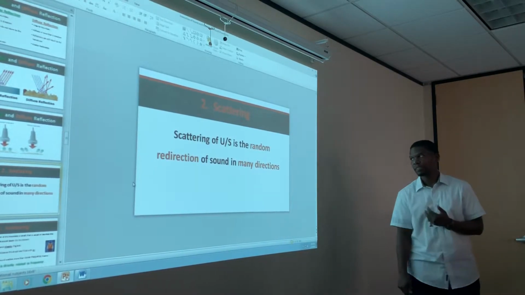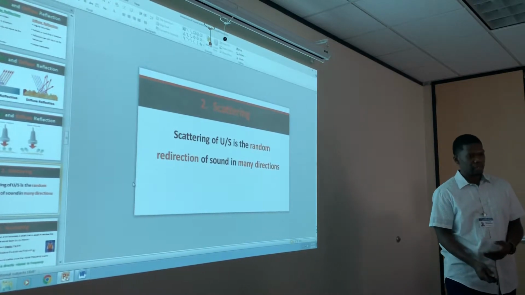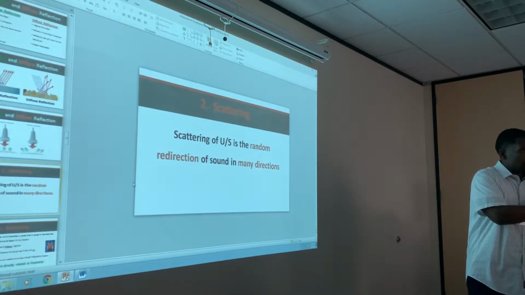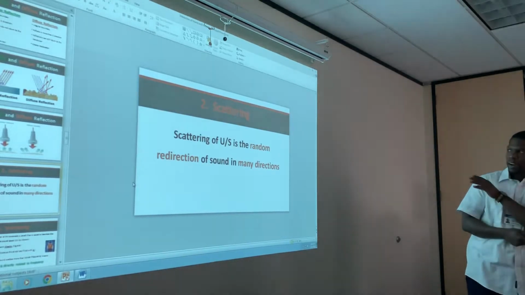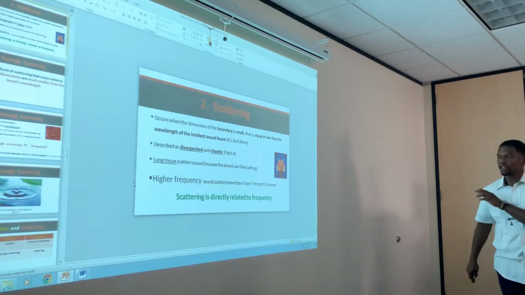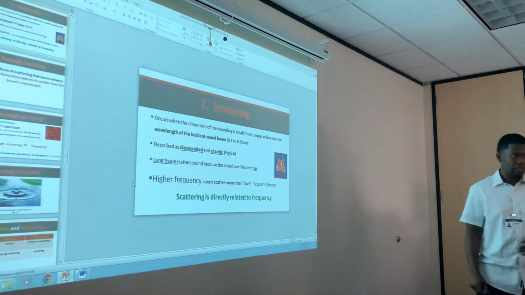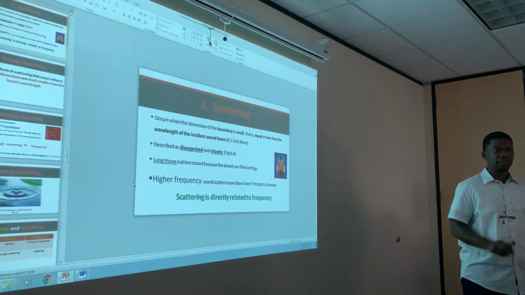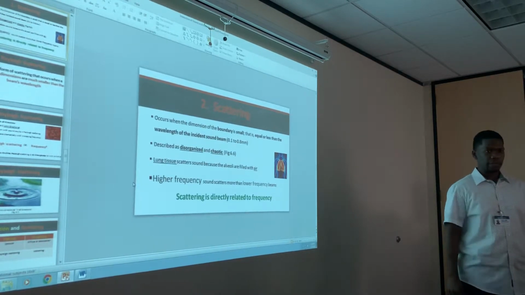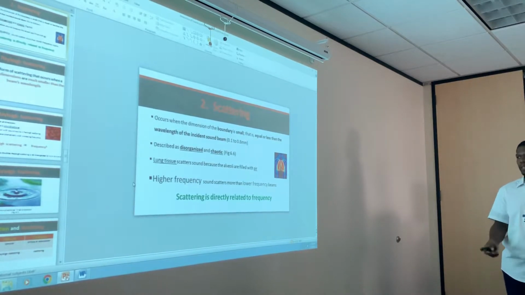Scattering is the random redirection of sound in many directions. Sounds similar to backscatter, but we know that backscatter is going to produce a reflection back to the transducer. That's the major difference. Scattering will not produce a reflection. It occurs when the boundary is small, equal to or less than the wavelength of the incident sound beam. When we talk about the incident sound beam, that's the primary sound beam coming out of the transducer. It's described as disorganized and chaotic because it's going in many directions.